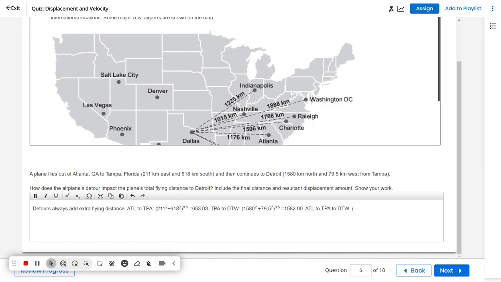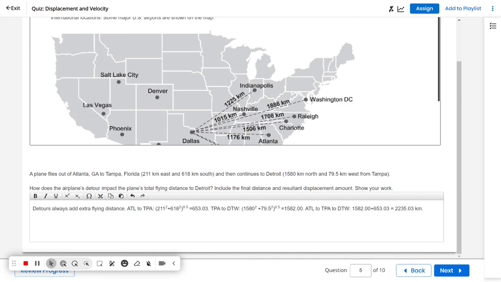We're going to have 1582 plus 653.03. This is going to give me 2035.03 kilometers.